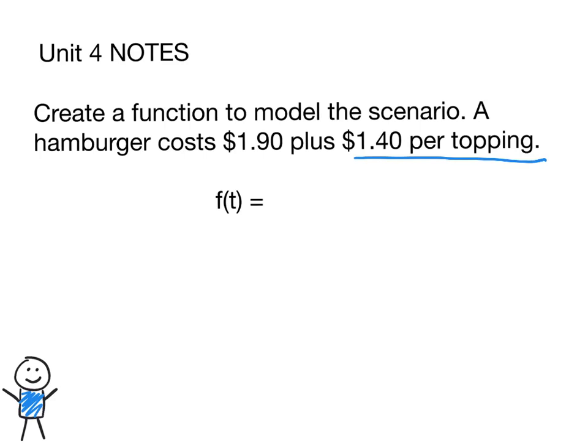In this case, I'm going to put the $1.40 per topping, and I'm going to use a T to represent topping. And then the hamburger itself without any toppings costs $1.90. That's the constant in this case, $1.90. So now I have written my function: $1.40 per topping plus the $1.90 for the hamburger itself.